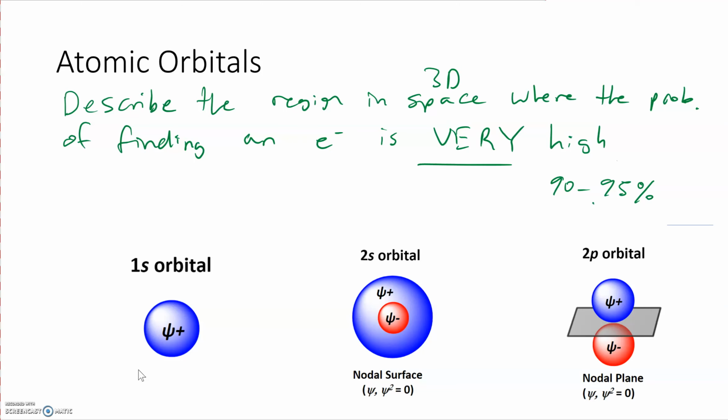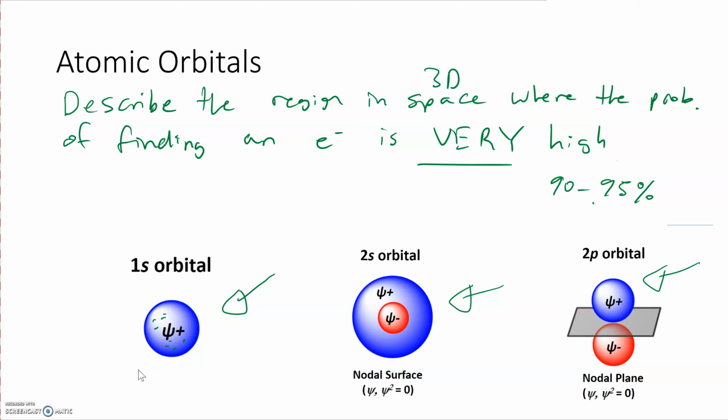Atomic orbitals look something like this, where this circle or this sphere shows the region in space where electrons can be found. So electrons are very highly likely to be found anywhere around this enclosed sphere. And orbitals can come in different shapes and sizes. This is a 2s orbital, this is a 2p orbital. So obviously they look very different.